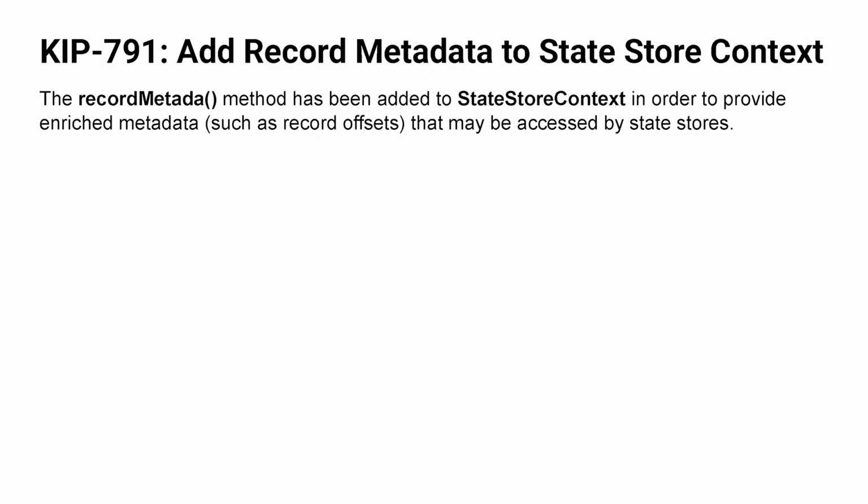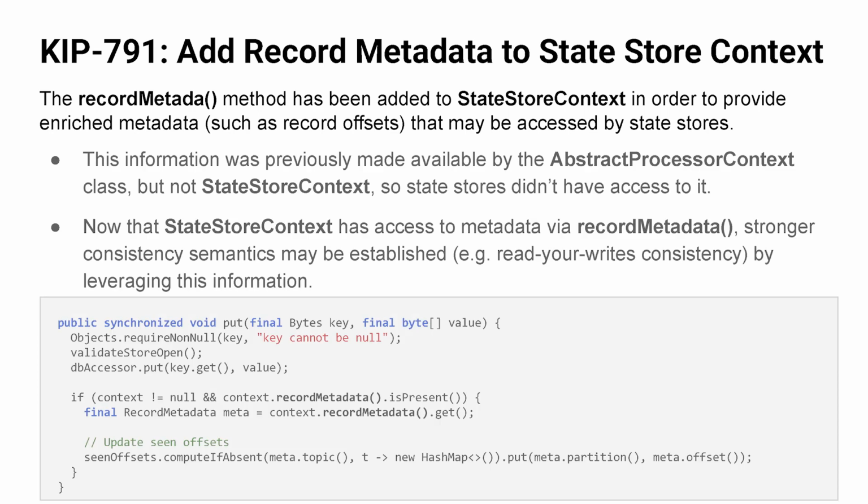Our last Kafka Streams update is KIP 791. The StateStoreContext has been enhanced to include record metadata that may be accessed from state stores. This additional metadata will open the door for the implementation of stronger consistency semantics in the future.